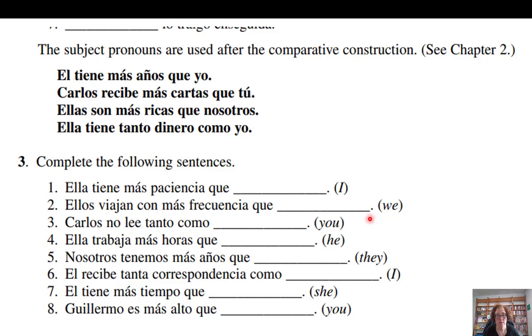Carlos no lee tanto como tú, with an accent on it. Ella trabaja más horas que él, with an accent on it as well, to differentiate it from the word "the". Él, tú with an accent we differentiate from the word "your", tu. Nosotros tenemos más años que ellos o ellas. Él recibe tanta correspondencia como yo. Él tiene más tiempo que ella. And Guillermo es más alto que tú.